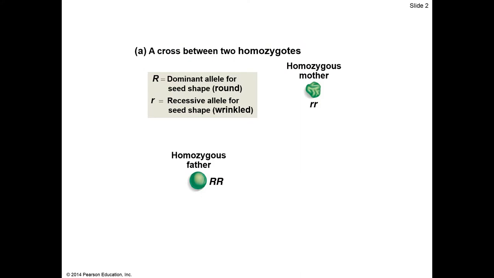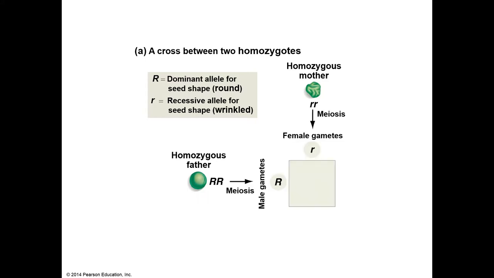So what happens when you're crossing two homozygous individuals? This is very similar to the example before, but we're looking at seed shape. So round, or smooth, and wrinkled. The dominant seed shape is round, the recessive seed shape is wrinkled. Here we're looking at the gametes that are produced. An individual that's homozygous dominant for seed shape can only contribute the dominant allele in this case. An individual that's homozygous recessive for seed shape can only contribute the recessive allele in their gametes.